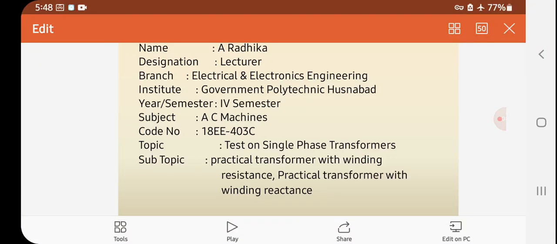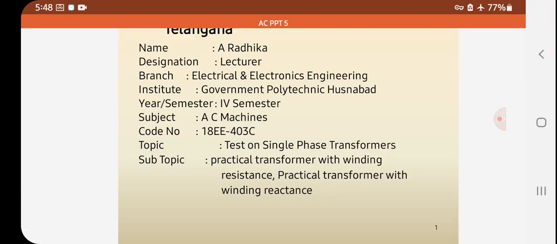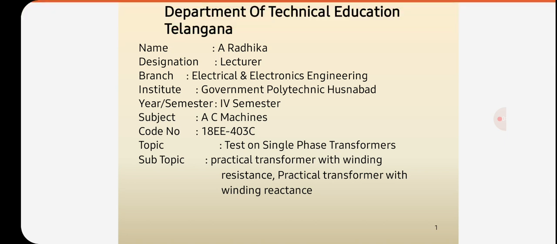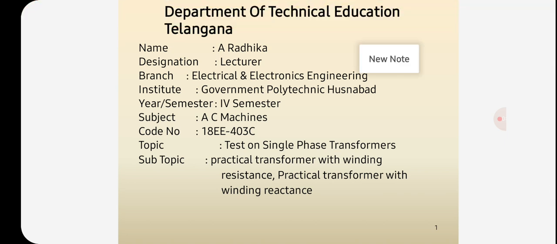This is Radhika. I'm going to give a video lecture on AC machines, subject code 18EE403C. So today we are going to discuss the chapter on tests on single phase transformer.